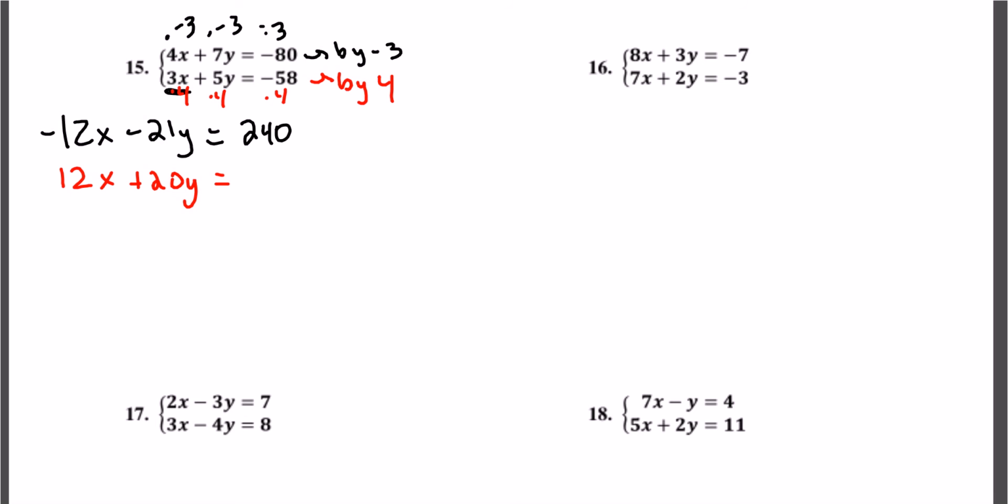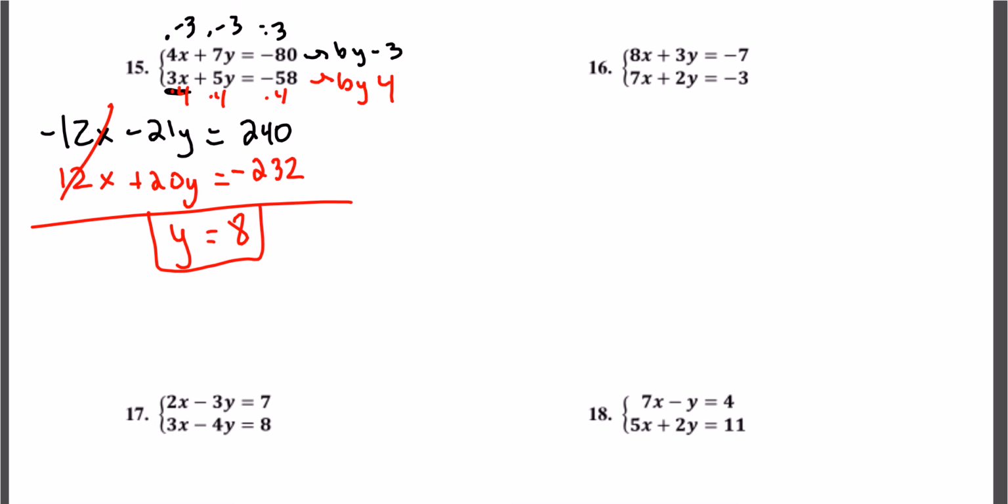4 times negative 58 is negative 232. The x's cancel. I'm left with y equals 8. I'm going to take that y and plug it in for y, I mean, in the bottom equation. It doesn't matter which one you use. You could use the top or the bottom.